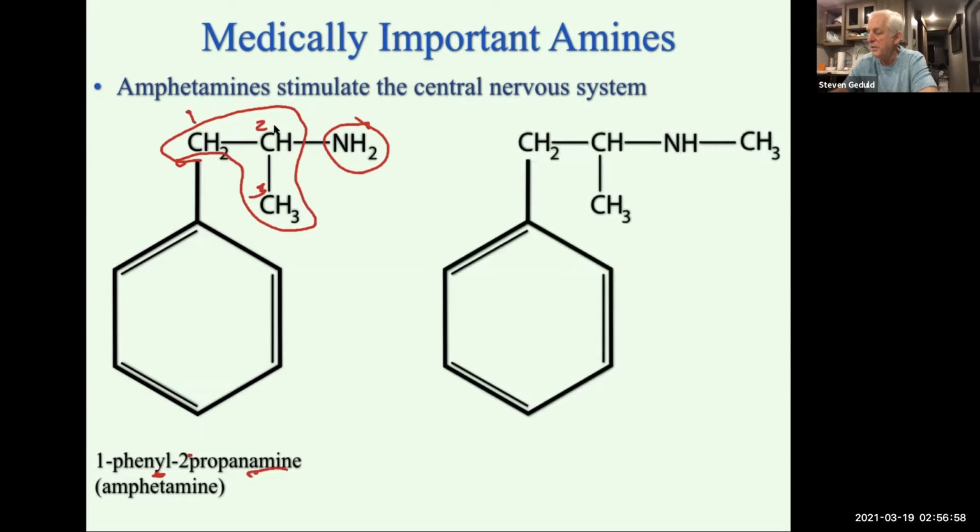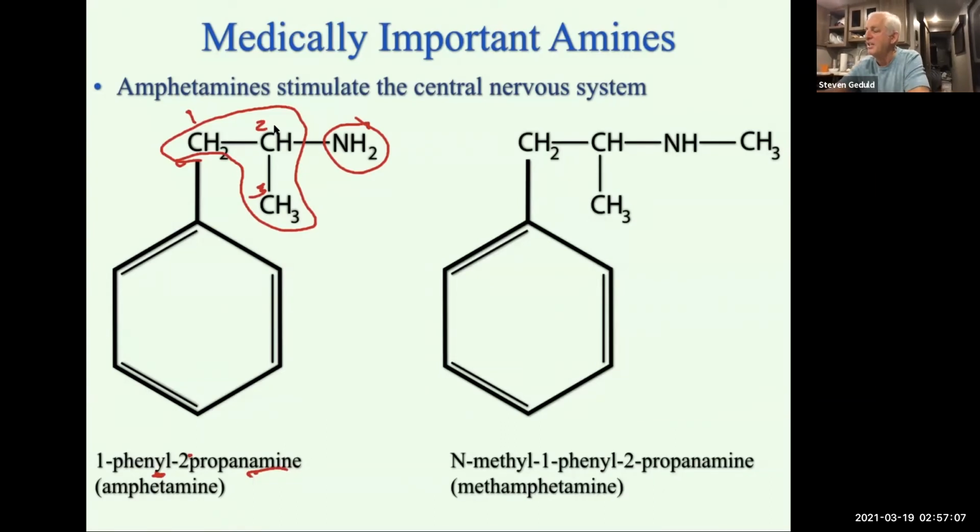This one here is methamphetamine. Well, a methyl group has been added. So now you've got a secondary amine. That's why you have this extra N here, and it's a methyl group. So N-methyl, 1-phenyl, 2-propane amine. You've added a methyl group, replacing one hydrogen with a methyl group. That is methamphetamine. Rather than amphetamine, now it's methamphetamine, just by adding a methyl group to it.